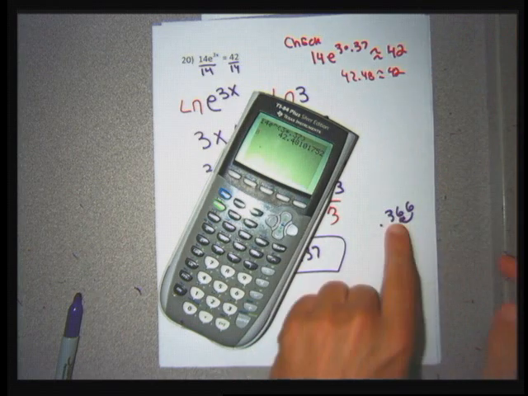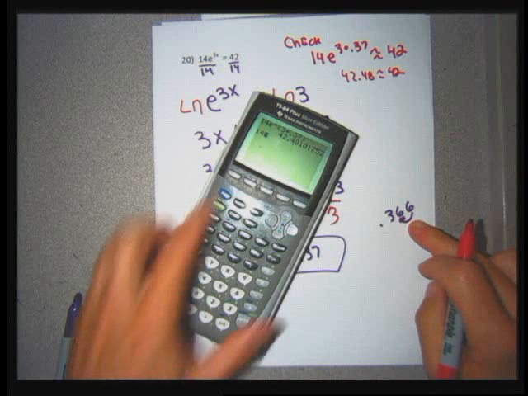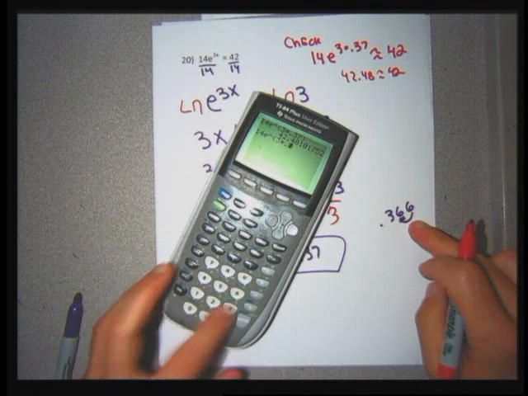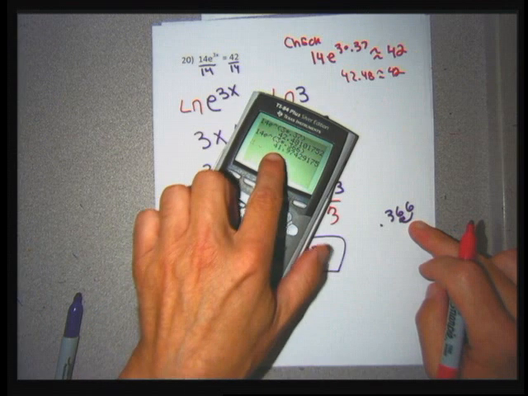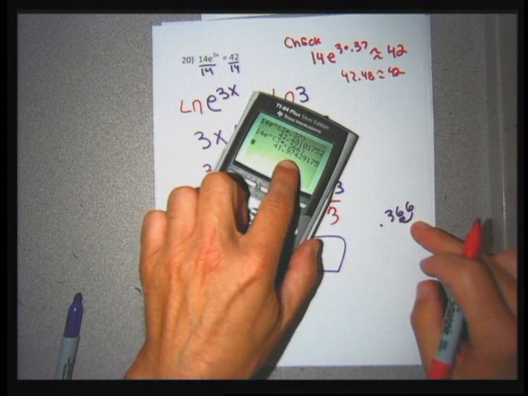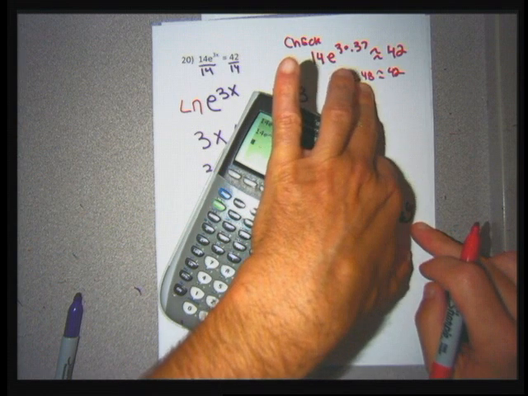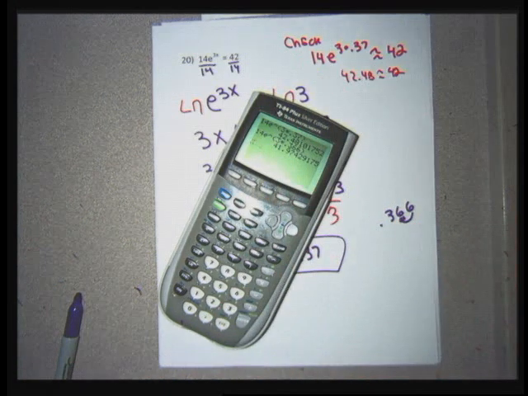Let me check this with 0.366. If I do 14, second ln, 3 times 0.366, if I round it to 3 decimals, it's better. 41.97, that's much closer to 42. So my rounding was pretty severe because I rounded the 6 up to a 7, and the checking came out pretty far off.